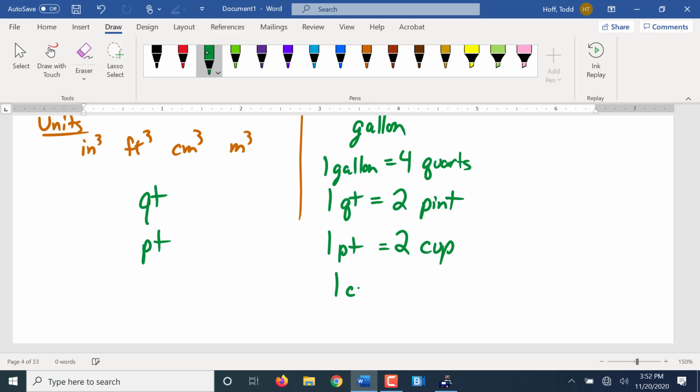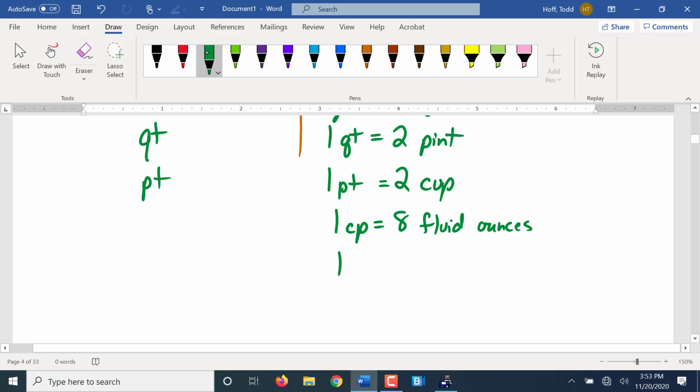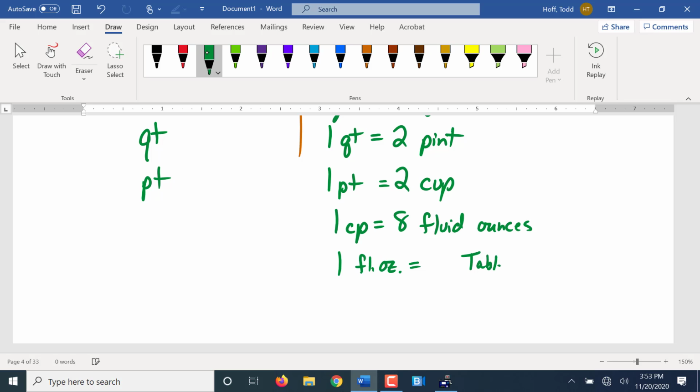Smaller than a cup, there's the ounce. Anybody know how many fluid ounces are in a cup? 16 in a pint, 8 in a cup. That's why a pint is sometimes referred to as a fluid pound. Smaller than a fluid ounce, we have the tablespoon, then the teaspoon, yes. 2 tablespoons.